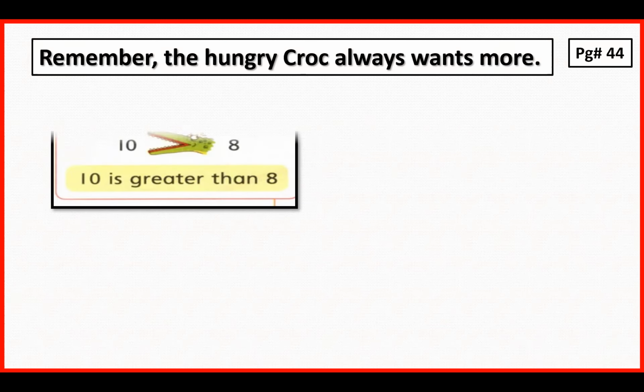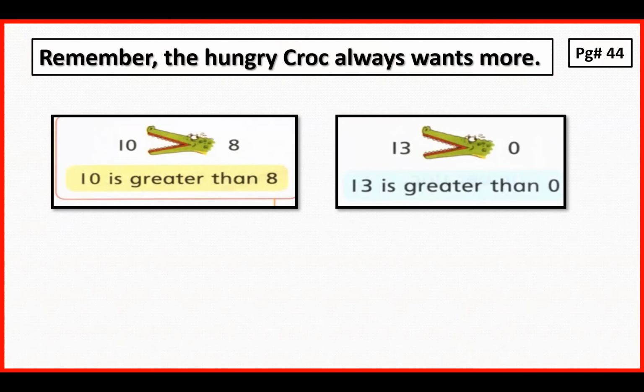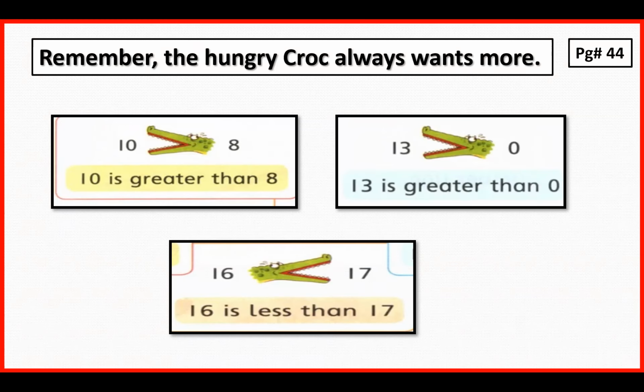Now I'm going to do page number 44. Remember that the hungry croc always wants more. Look at this. 10 is greater than 8. So here is the sign of greater, and we write here that 10 is greater than 8. The next one is, 13 is greater than 0. And 16 is less than 17.